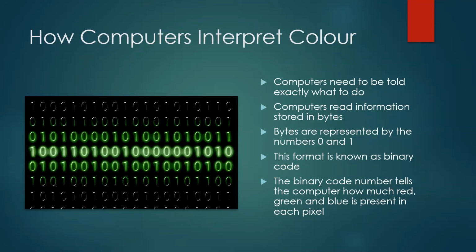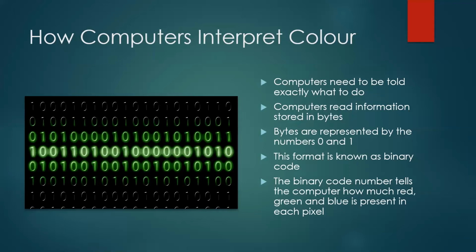On a basic level, computers need to be told exactly what to do, as they don't have a mind of their own. So for every procedure, we must tell them in detail every step. Computers read information that is stored in little data units known as bytes. And bytes are represented by the numbers 0 and 1. This format of 0 and 1 is known as binary code.